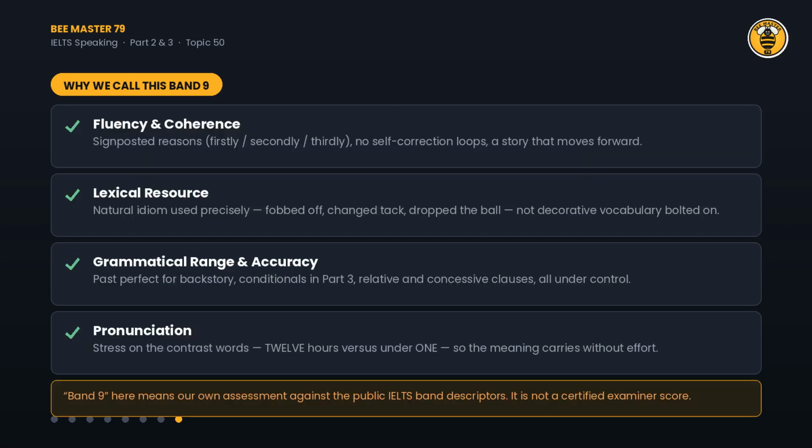So why would this be assessed as Band 9? 4 reasons, 1 for each marking criterion. And again, this is our own judgment against the public descriptors, not a certified examiner score.